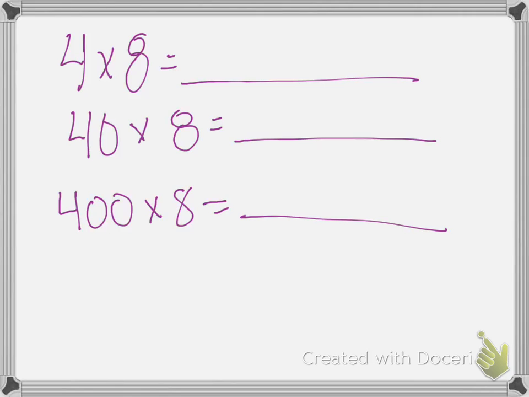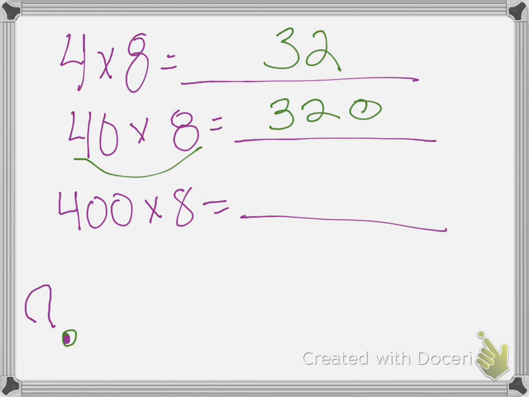So this is going to be our quiz question. 4 times 8 equals what? Your answer should have been 32. And then 40 times 8 is what? Well, we know it's 32 because we do the 4 times 8, but we just add the 0. So you should have gotten 320. And then the last one, 400 times 8. Remember to follow the pattern. And we get 32 with 1, 2 zeros. Do not forget the comma.